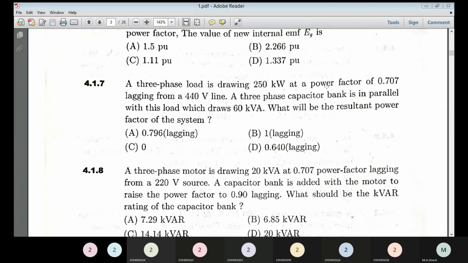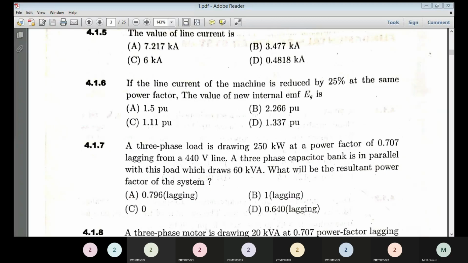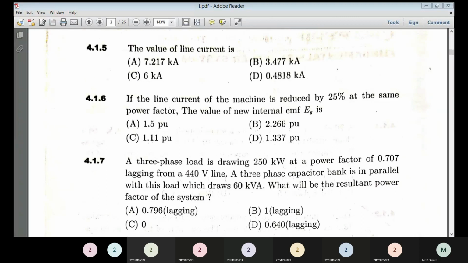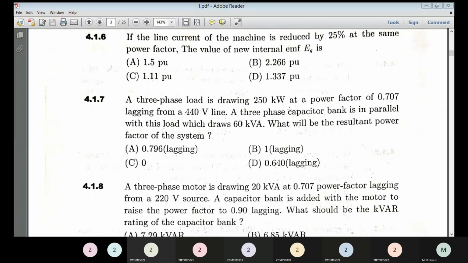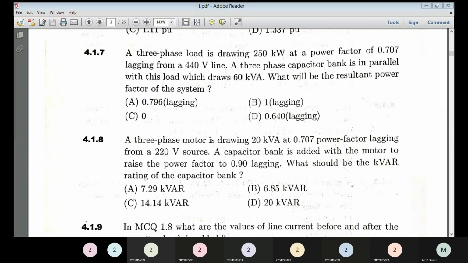The power factor is given, and then a resultant power factor of the system. Based on your circuit analysis, you can easily find out these values. All of it you have studied in circuit analysis, the 3 phase power factor unit.